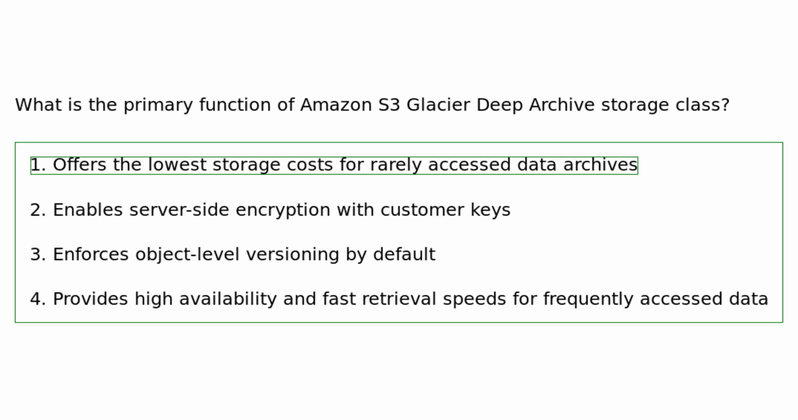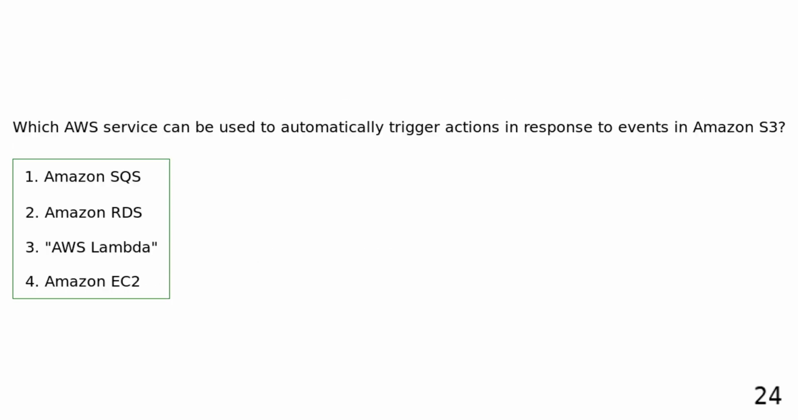disaster recovery. Which AWS service can be used to automatically trigger actions in response to events in Amazon S3? Amazon SQS. Amazon RDS. AWS Lambda. Amazon EC2.